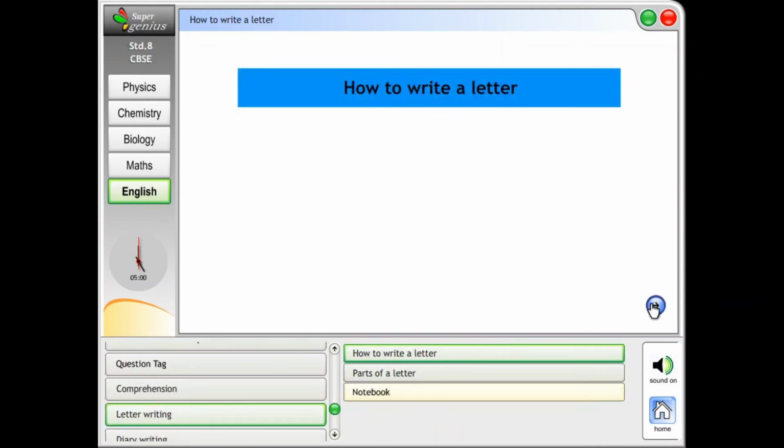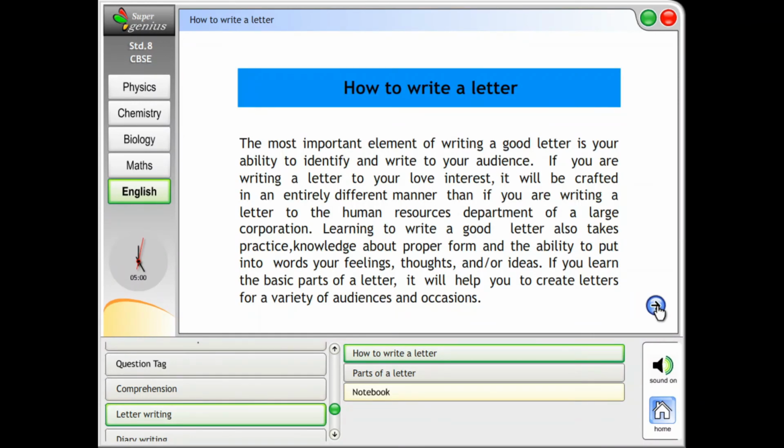How to write a letter. The most important element of writing a good letter is your ability to identify and write to your audience. If you are writing a letter to your love interest, it will be crafted in an entirely different manner than if you are writing a letter to the human resources department of a large corporation.